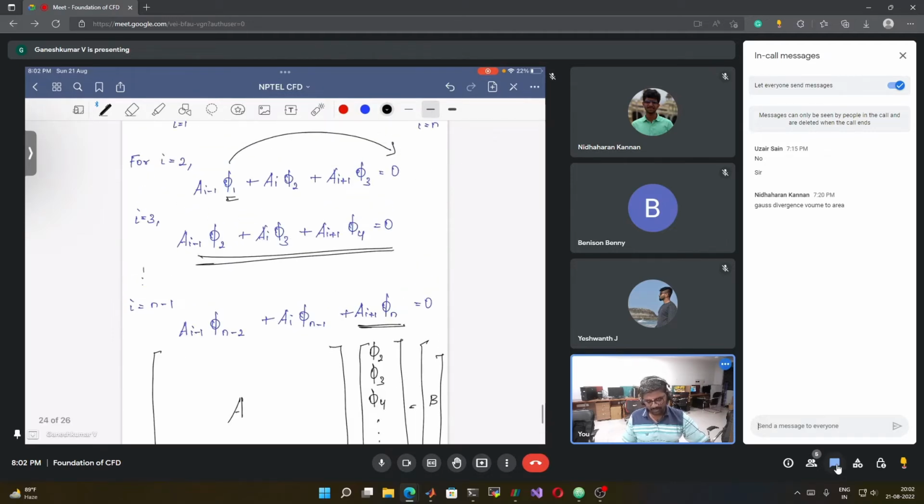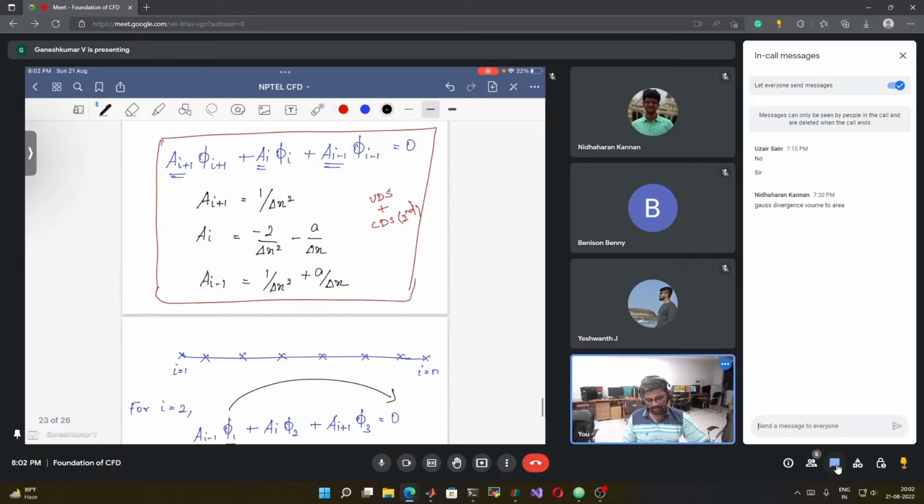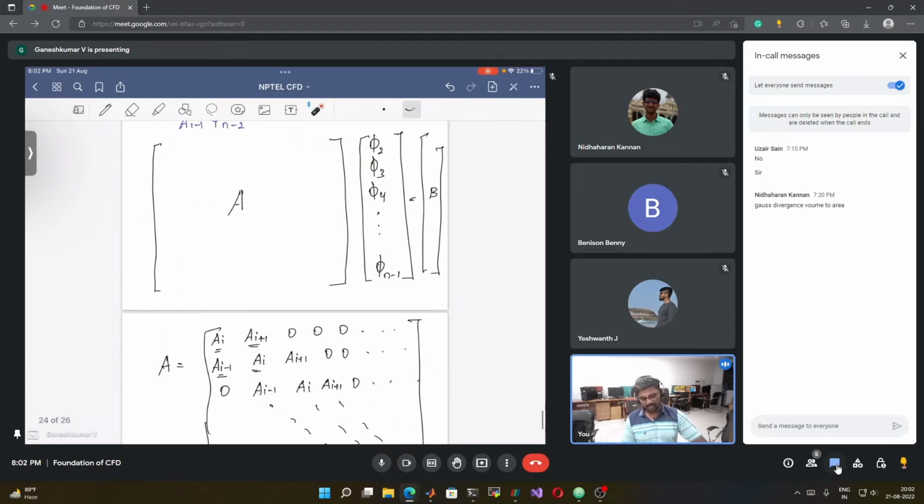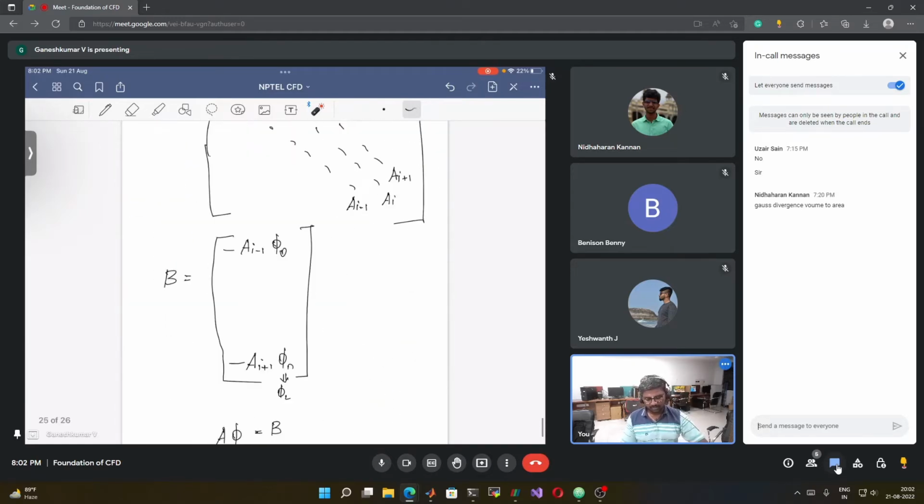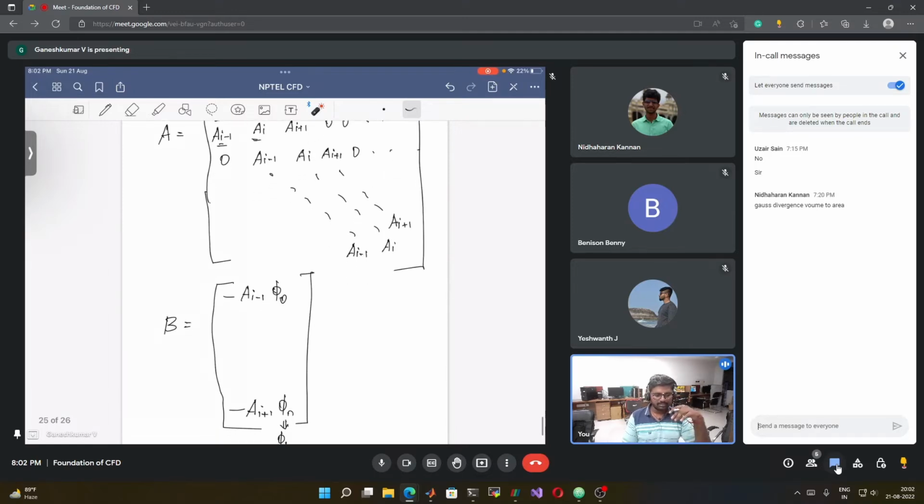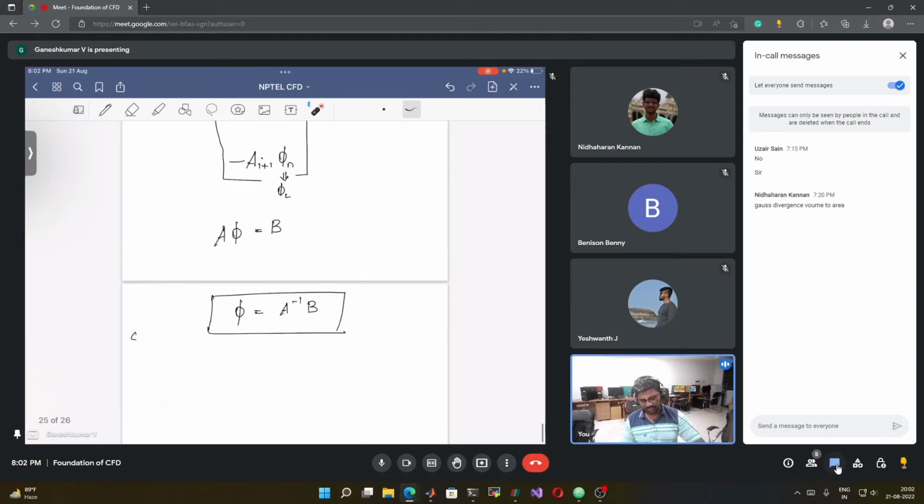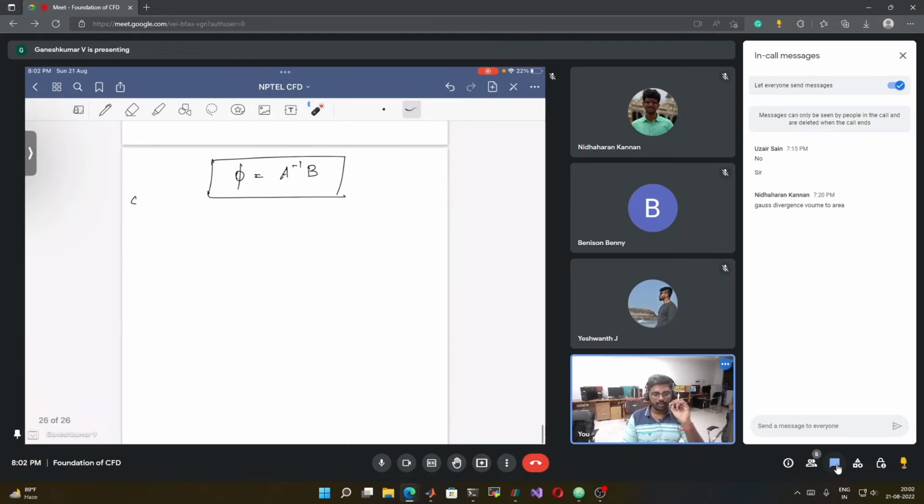So here the coefficients are 1 by delta x square, minus 2 by delta x square, and so on, these three coefficients. If you are using central differencing, you are going to get different coefficients. So you can try getting the coefficients, put them in a matrix and solve it. You can write your own MATLAB program to solve this set of equations, and then plot the solution.